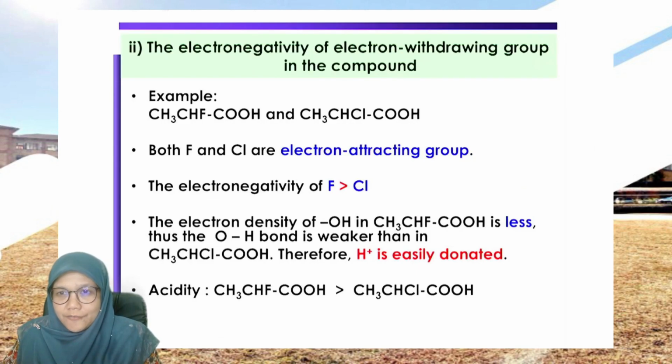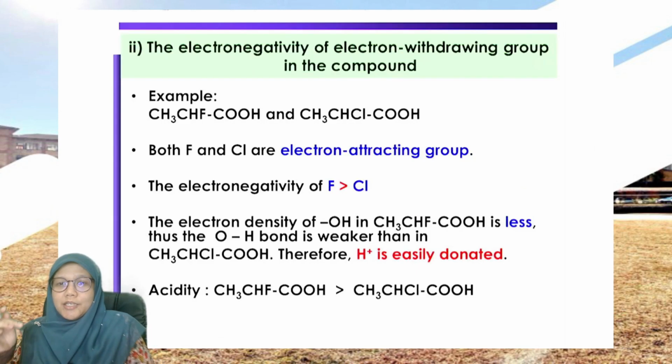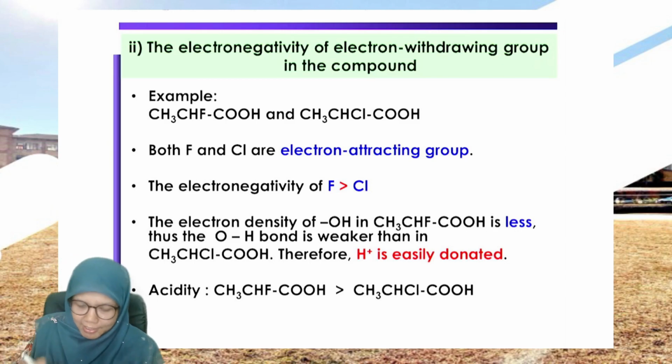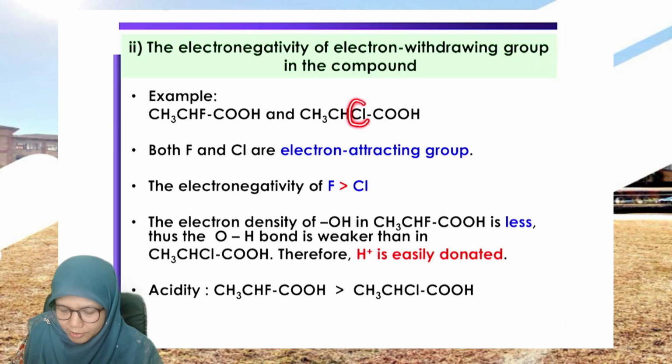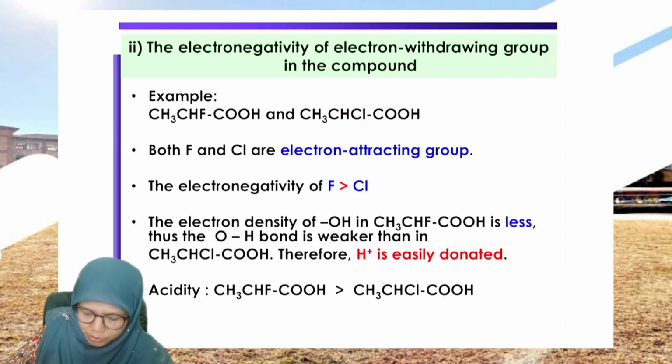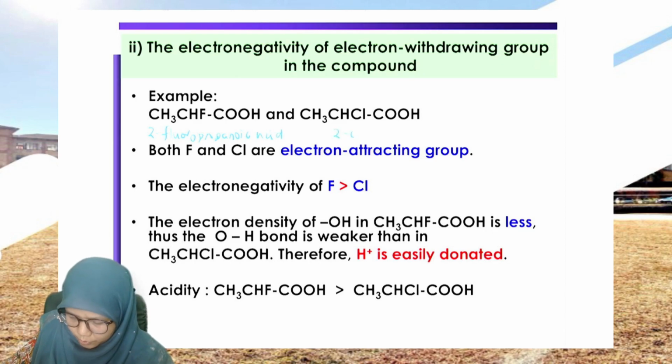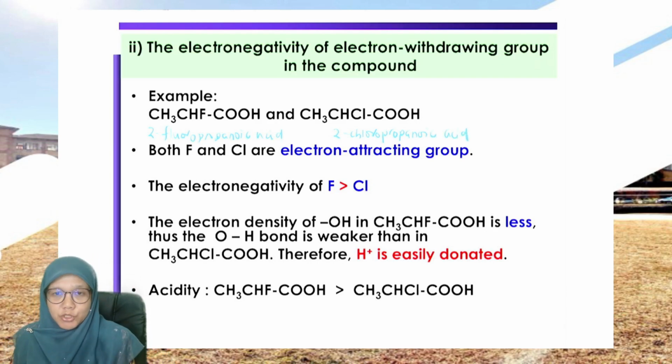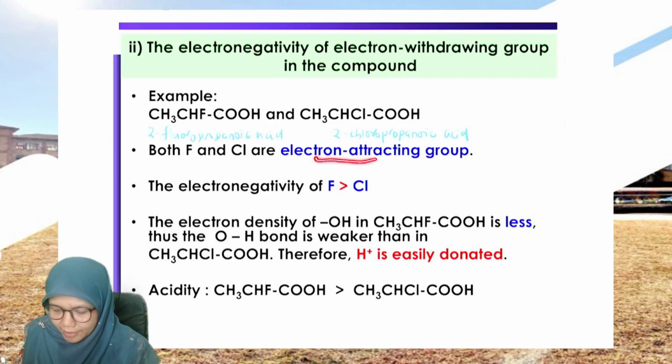The electronegativity of electron withdrawing group in the compound. Sekarang kita lihat pula, kita ada ni ada fluorine, dekat carbon number 2 juga. Yang ini kita ada chlorine. So yang ni nama apa? Yang ini namanya 2-fluoropropanoic acid. Yang ni pula 2-chloropropanoic acid. So sekarang ni dua-dua compound tu ada EWG group, ataupun kita panggil juga electron attracting group.